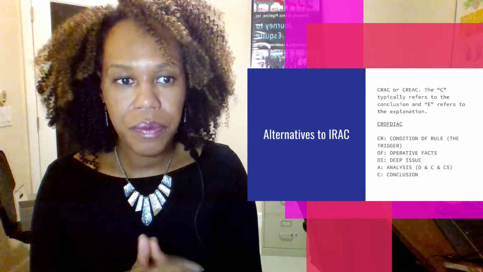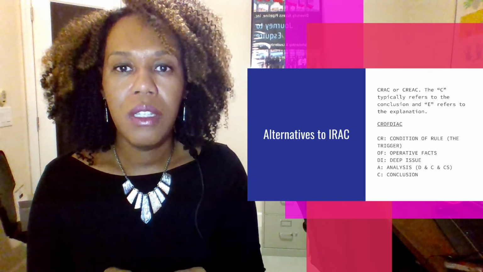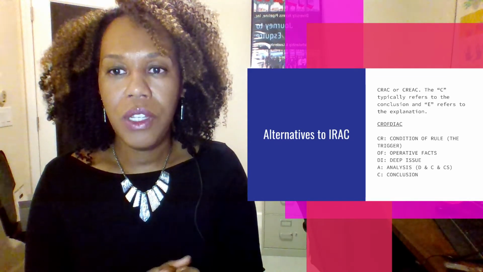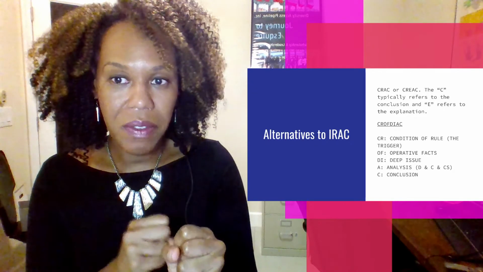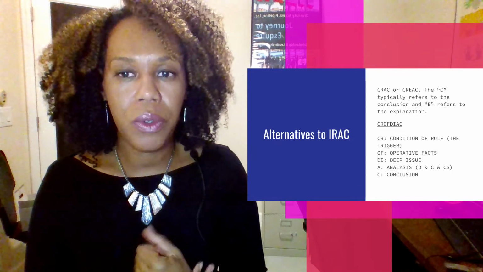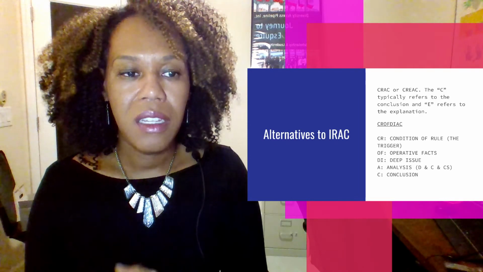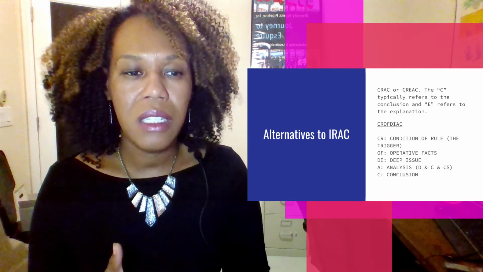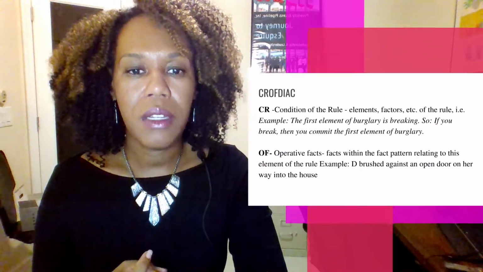DI stands for deep issue. So not just the issue is whether so-and-so broke this particular law, the issue is going to be whether this particular set of facts meets a specific element, which goes to this larger issue of whether or not this person broke the law. Analysis is A, and then you have D and C and CS, and then C stands for conclusion. So we're going to dig a little more into CROFDIAC.